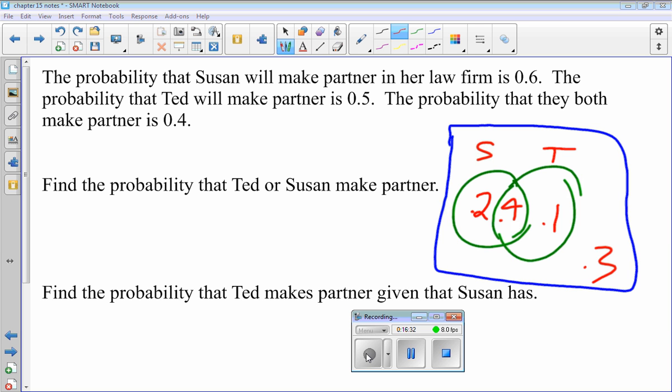So, the first probability is, find the probability that Ted or Susan make partner. What am I going to do to answer that question? Right, everything inside of the diagram, or what do you get? 0.7. All right, that's easy.